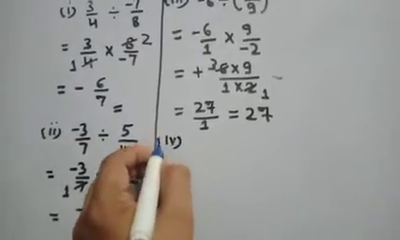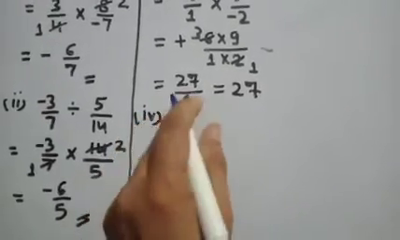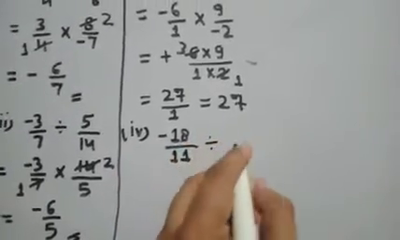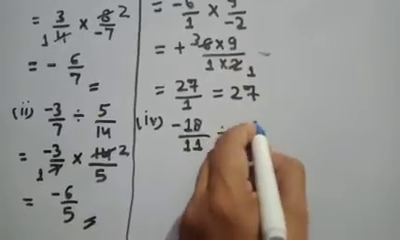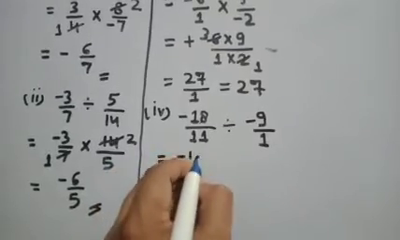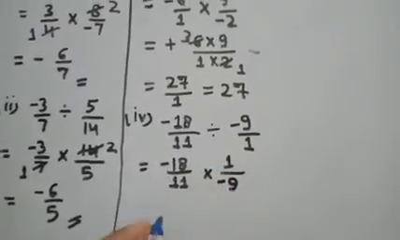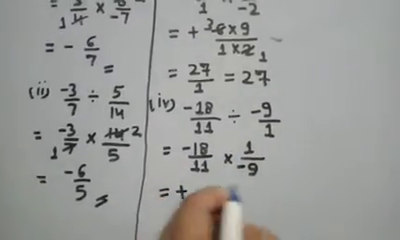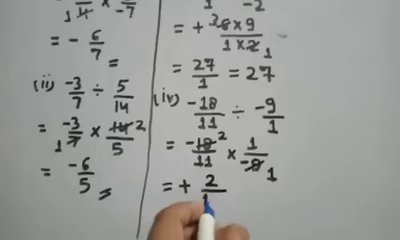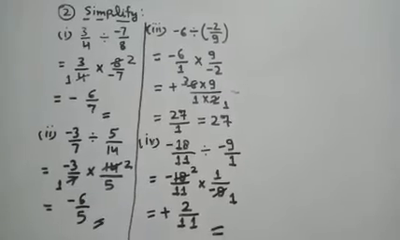Now the fourth part, minus 18 upon 11 is divided by minus 9. Minus 9 is called minus 9 upon 1. So minus 18 upon 11 multiply 1 upon minus 9. Again minus minus becomes plus, and 9 ones are 9, 9 twos are 18. Then 2 upon 11 will be the result. I hope you will understand the concept of simplification.